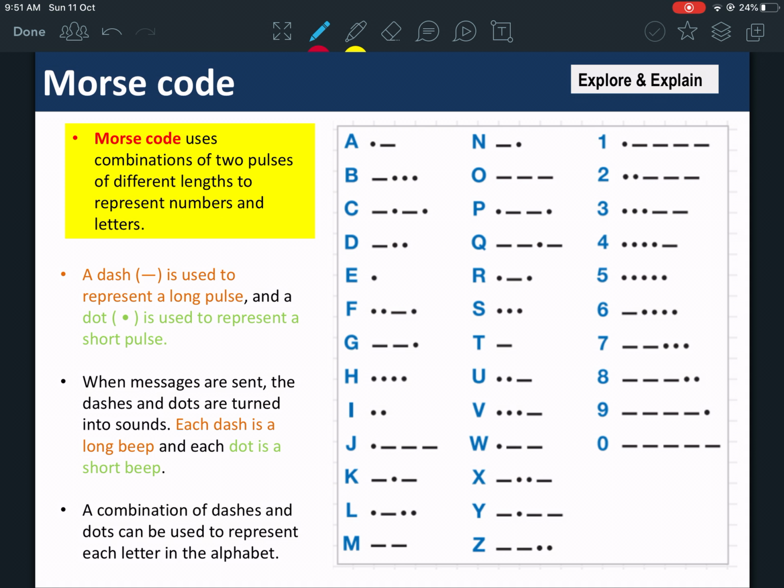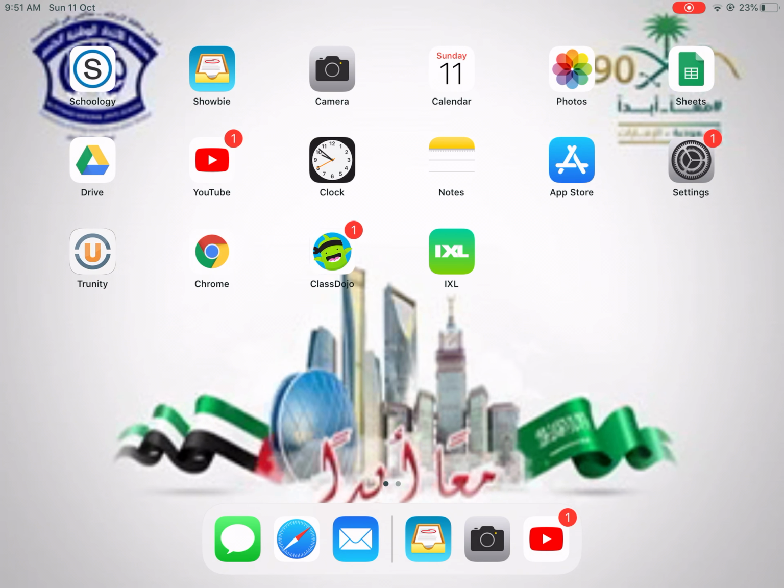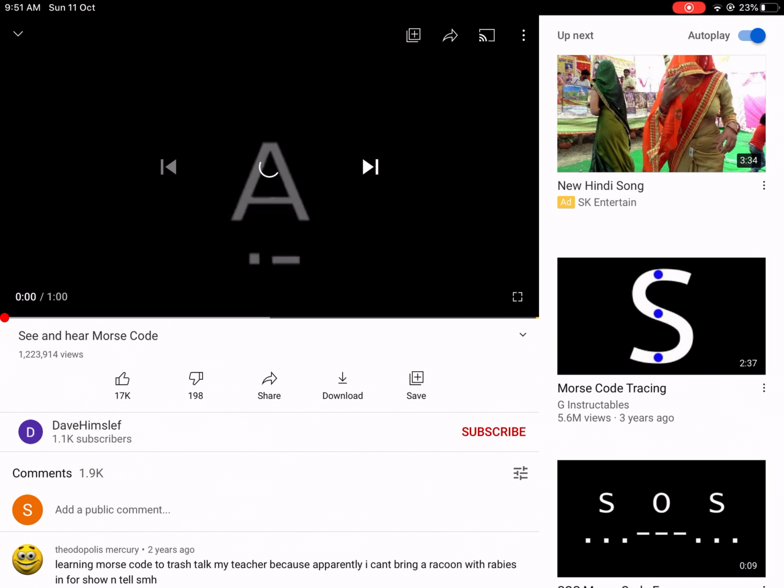Each letter of the alphabet has a series of pulses. For example, let's take the letter F. It has two short ones, one long one, and another short one. I'm going to show you an example of how that works. This is called a dash, and a dot. The dash is the long beep, and the dot is the short beep. Let's see it. I'm going to go to YouTube and show you something. So these are the letters in Morse code.